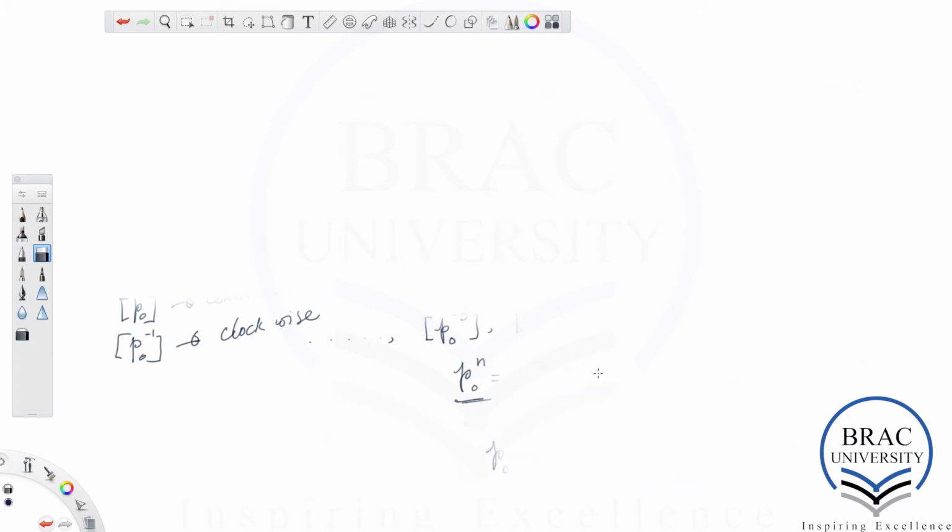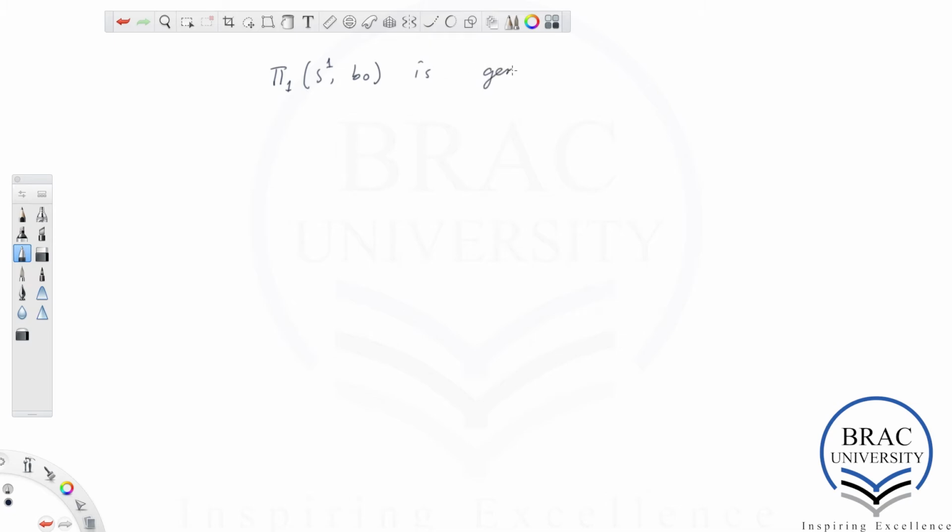So we just have seen that this fundamental group of the unit circle with reference to the base point b0 is generated by the loop, what is the loop? P0, the class of the loop P0. So any loop can be written down as an integer power of this loop. Okay.